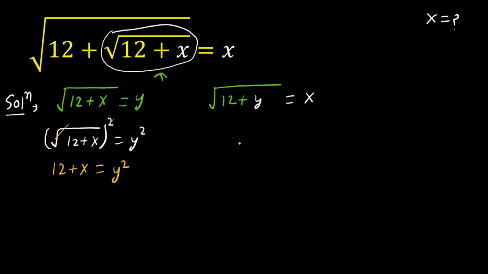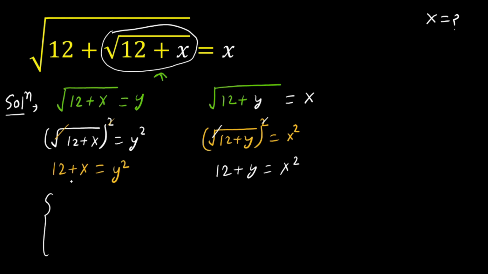And here if we square both sides of √(12 + y) = x, then the square root is cancelled out by the square, and 12 + y = x². Here we have 12 + x = y² and 12 + y = x². Let us consider this as equation number first and this as equation number second.